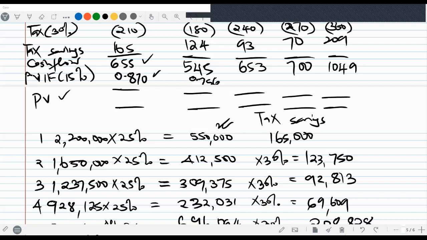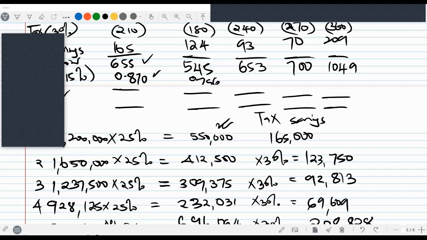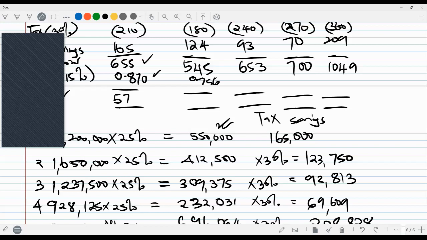Sum of present value, what do you get? Sanya, what do you have? I got 57. Year one, give me the present value. How? Because this is 685 times 0.87. 569.85. To the nearest, you get 570.